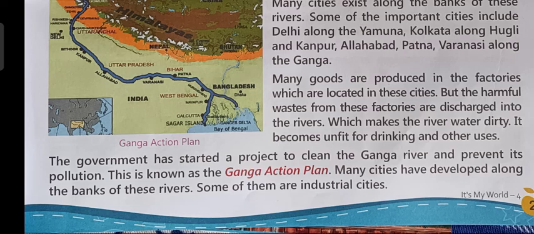Now, children, we have already read that there are many cities along the banks of river Ganga, and these cities are industrial cities. Industrial cities means that such type of city which has industries in it. So, children, those are known as industrial cities.